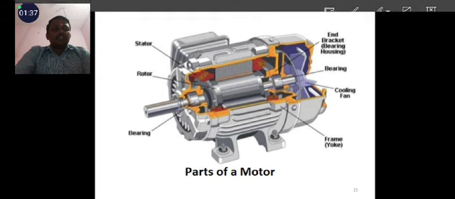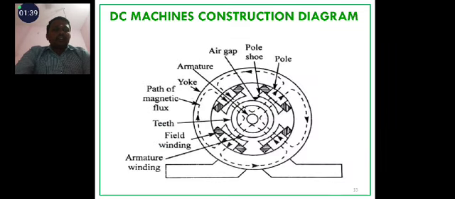Now we are going to discuss the construction of the DC machine. These are the main parts: one is the yoke, pole shoe, pole core, armature, magnetic flux, teeth, field winding, and armature winding.